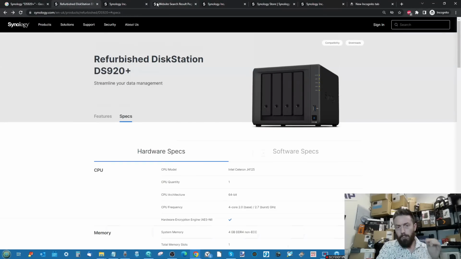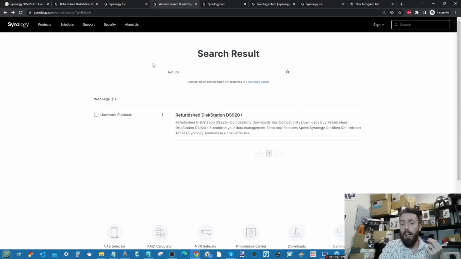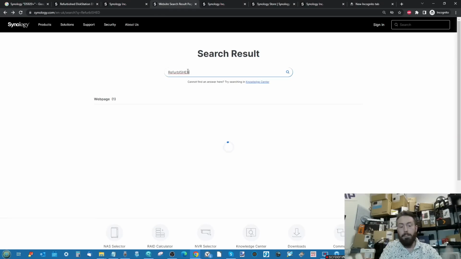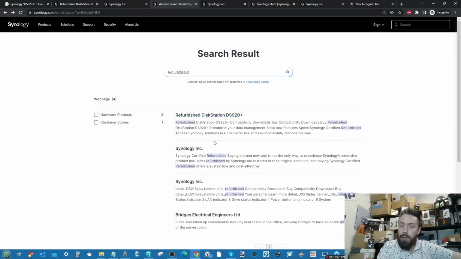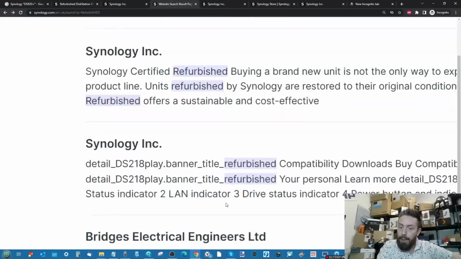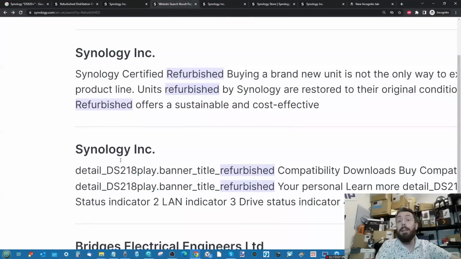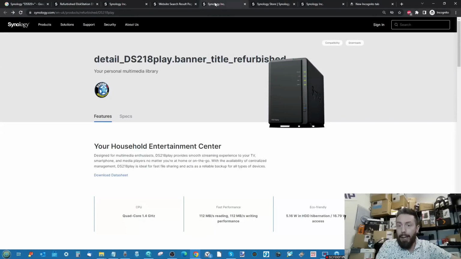Now, I went into the knowledge center from Synology and started looking for the word refurb or refurbishment or any of those sort of terms. Although the word refurb only came up with the DS920, if we look up the word refurbished, and maybe I shouldn't have my caps lock on, you find that there's a few pages there, but down here we've got the DS218 Play. And when we went to that page, what we found is a work in progress page here. So clearly this is something that I've stumbled across that is not quite completed in terms of how it's going to be rolled out there.